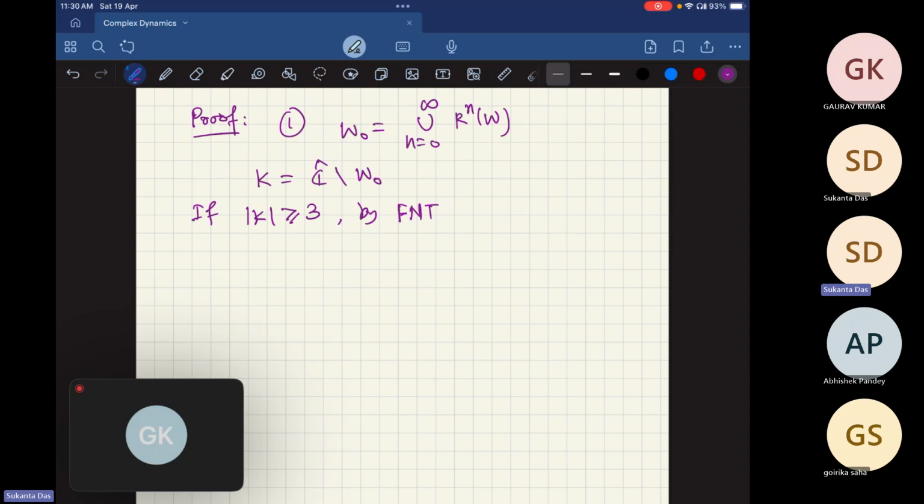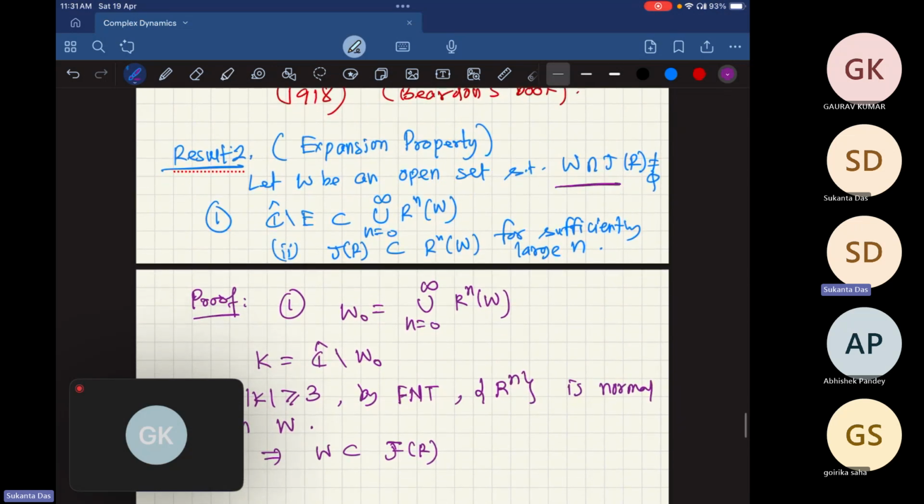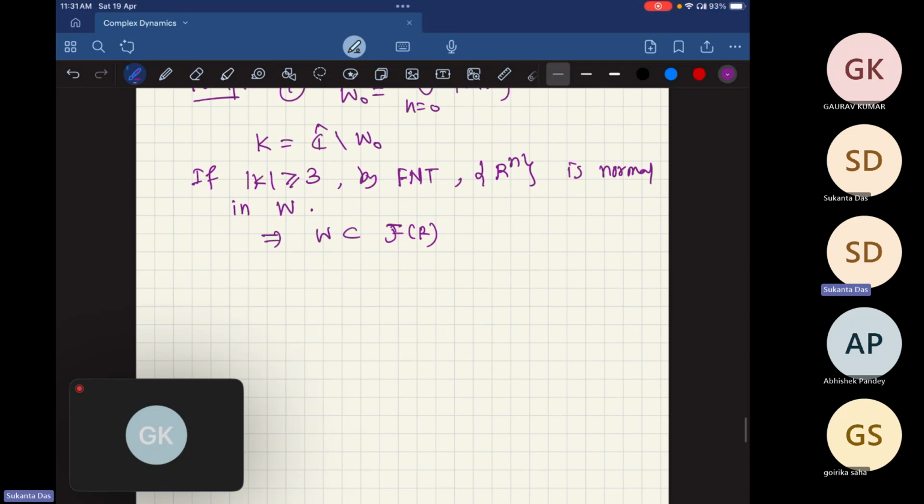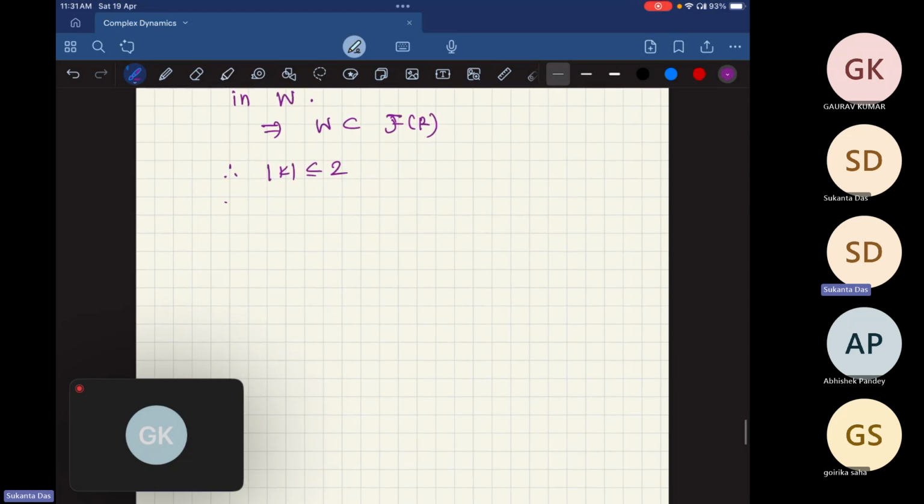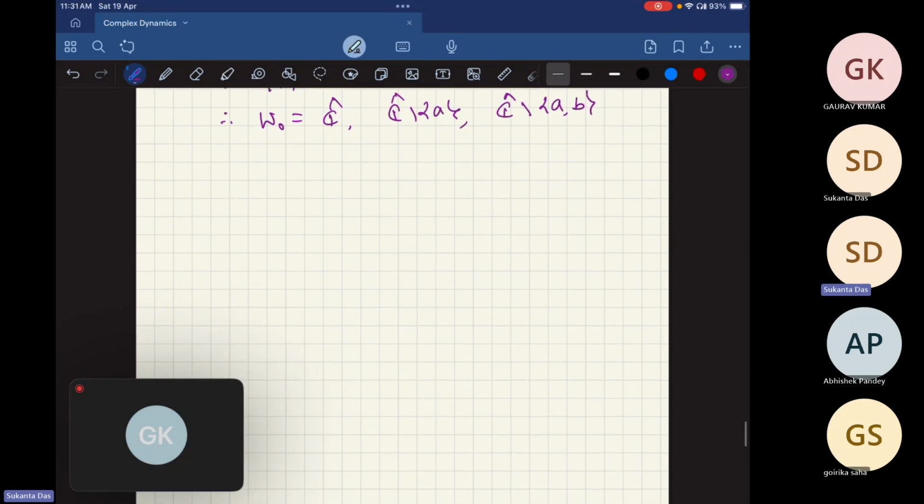So by the fundamental normality test, I can say that this family of functions is normal in W. That means my W is in the Fatou set of R. But this is not the case because my W intersects the Julia set, and I am saying here that my W lies in the Fatou set. This is not the case. So that means the cardinality will be at most 2. Therefore, my W naught is either C hat, or C hat minus some point A, or C hat minus some points A, B. So these are the 3 possibilities.